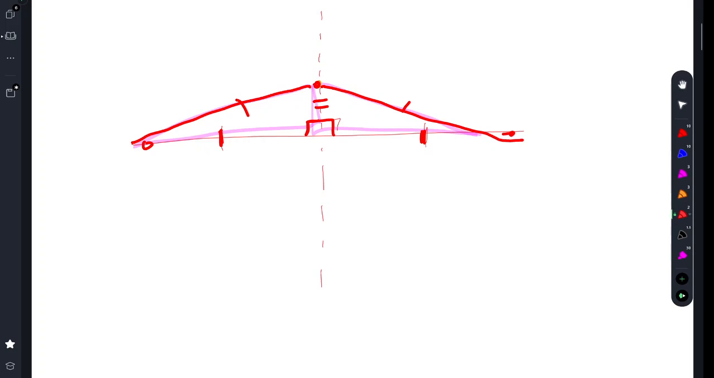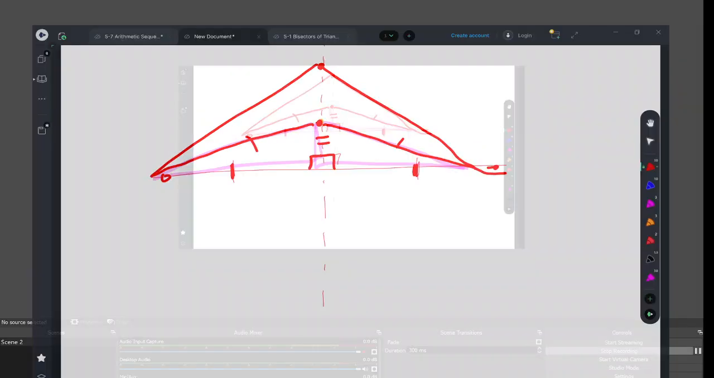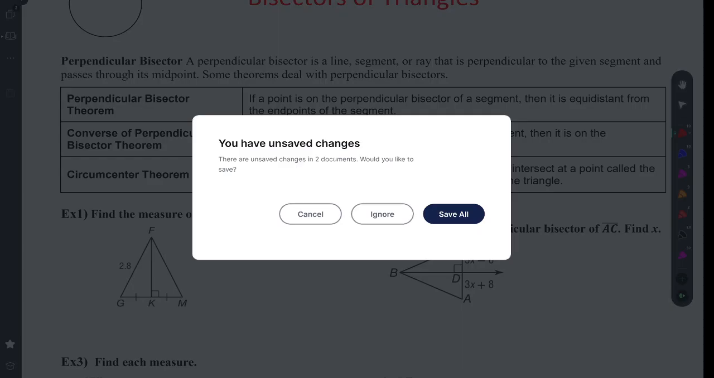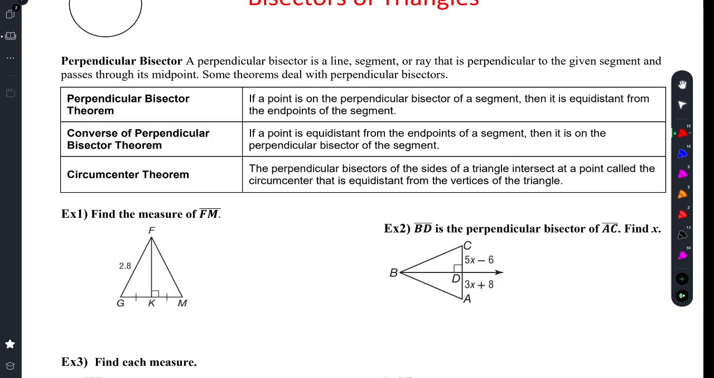I can come up here and do the same thing. Put the dot up here. And that point is equidistant to the endpoints of the line segment. And then the converse of that says if a point is equidistant to the endpoints, then it must be on the perpendicular bisector. Both are useful.